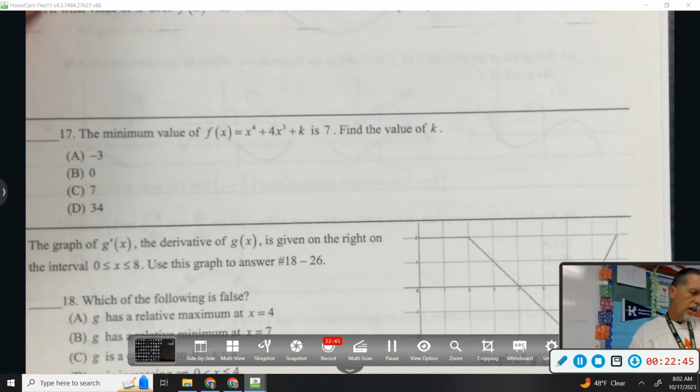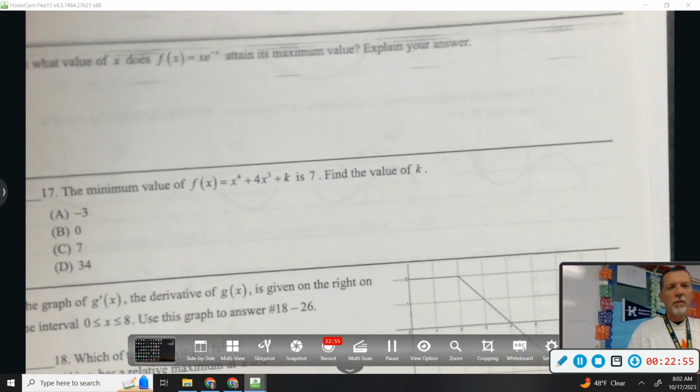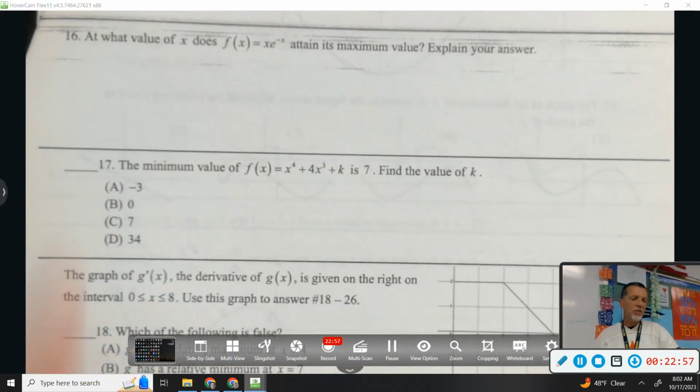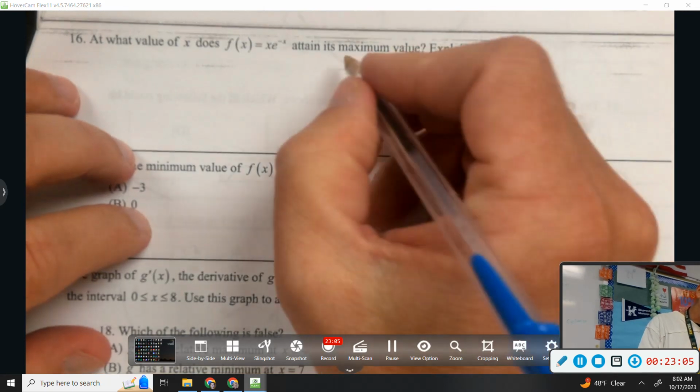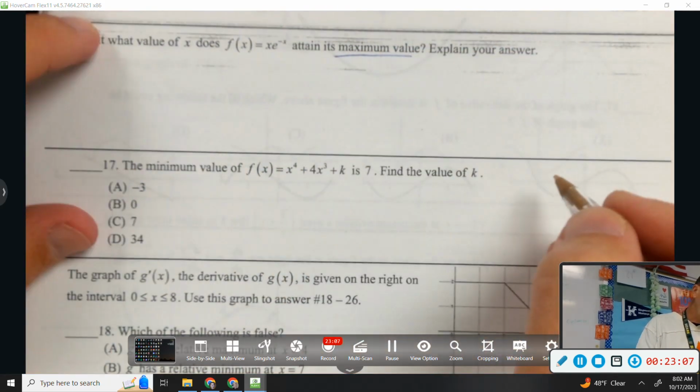Number 16. Looking through these, this is very similar to the test in some areas, so make sure you understand all of these questions. Number 16. At what value of x does x e to the x attain its maximum value? Explain your answer.